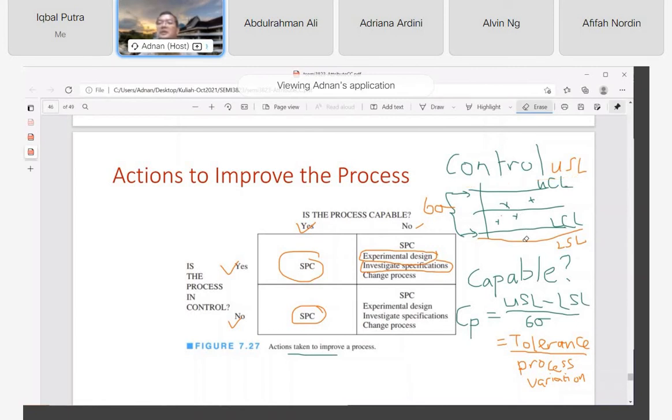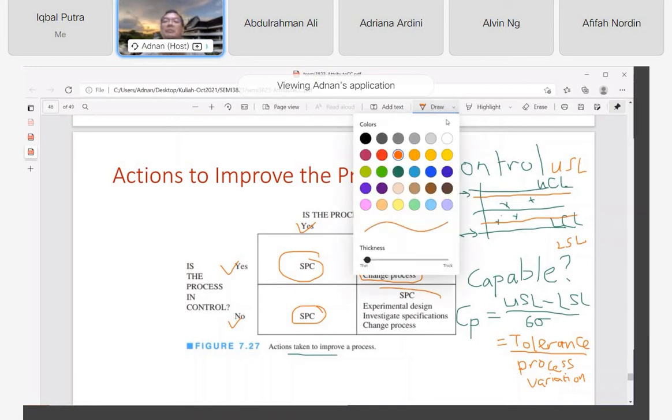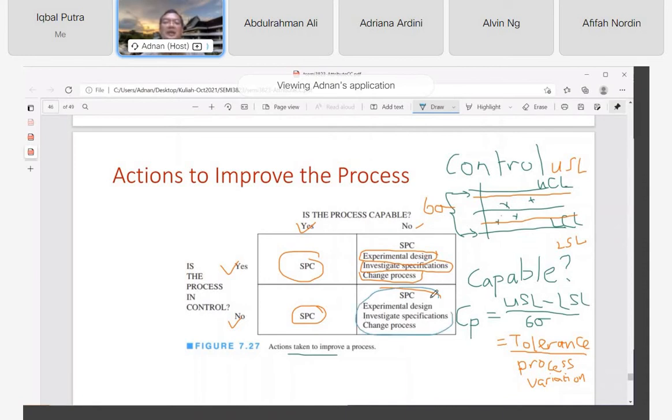For example, somewhere inside here is your specification, so now this is not capable. You need to investigate the specification, or you need to change the process. This will be the last decision: change the process, buy a new process. The situation becomes even worse when the process is not in control and also not capable. This is a very big headache, very challenging. Not in control, and not capable as well.